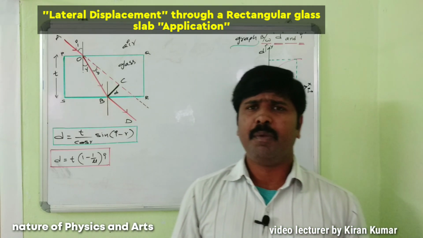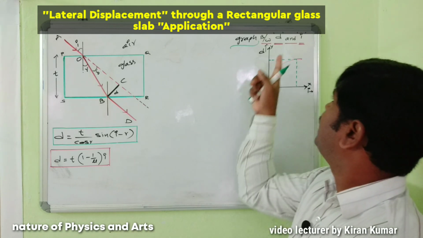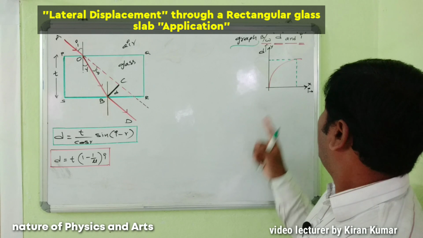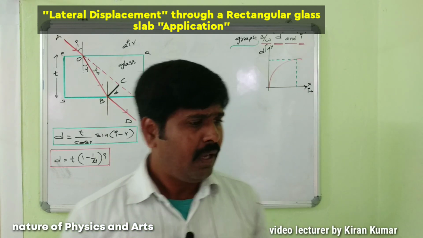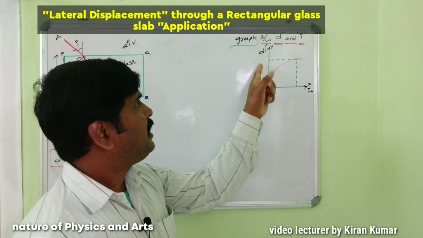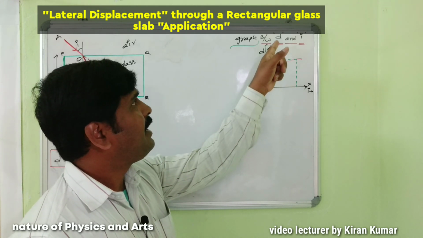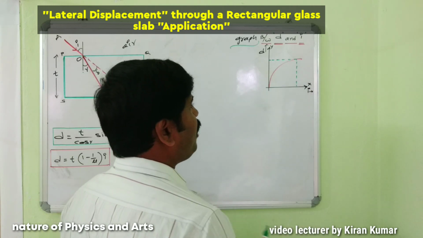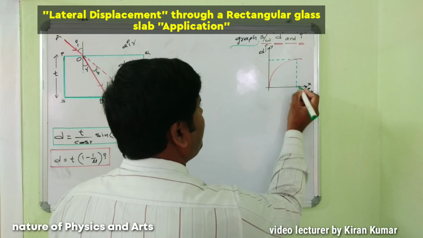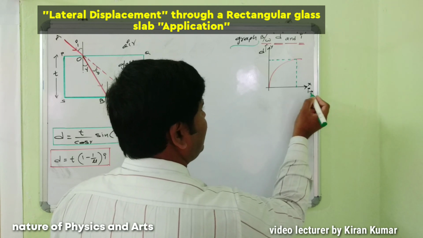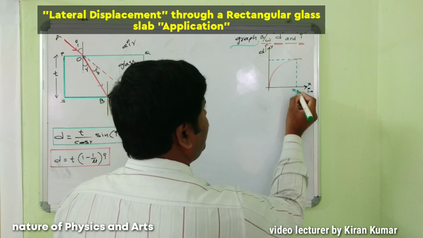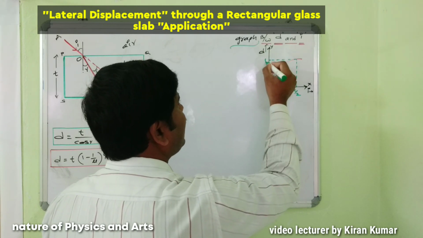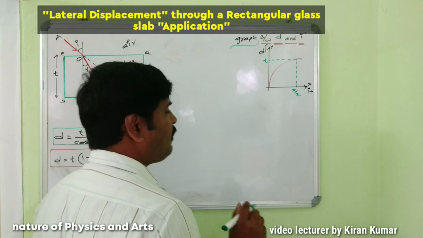Now consider the graph between the lateral displacement d and the angle of incidence i. On the x-axis is the angle of incidence i, and on the y-axis is the lateral displacement. Here this is like a parabola. Here the value is maximum when theta, that is the i value, is pi by 2, 90 degrees. Here the corresponding d value is taken as t, where t is the thickness of the glass slab.